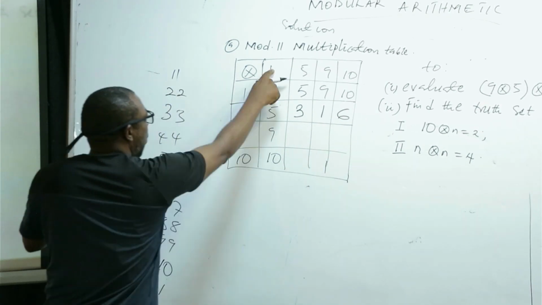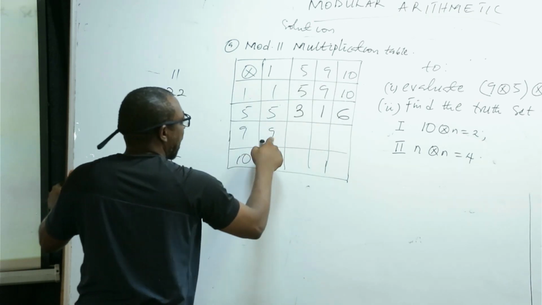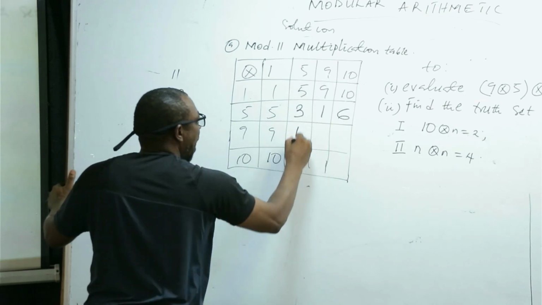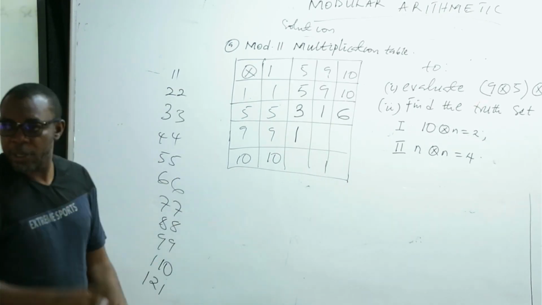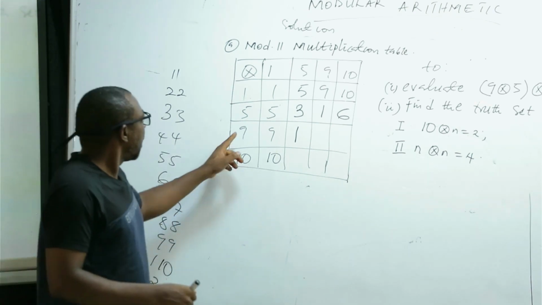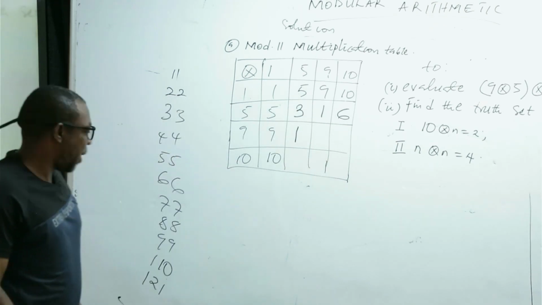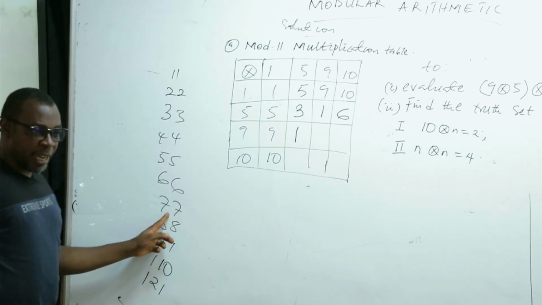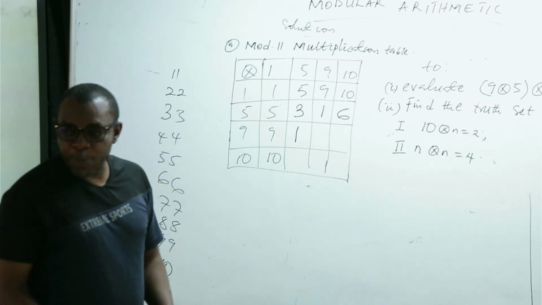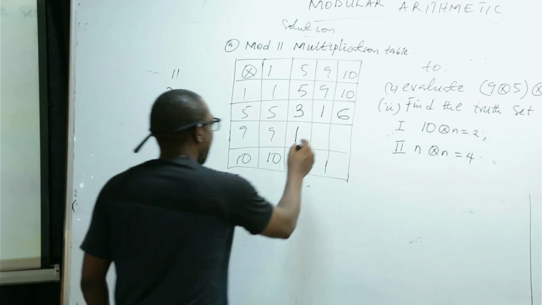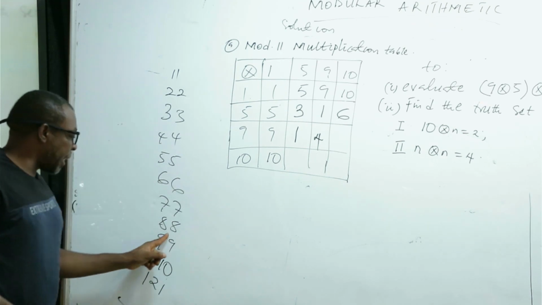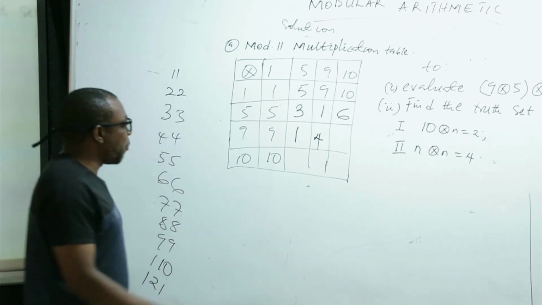Now, 9 times 1 is the same as 1 times 9, so that is 9. 9 times 5 is the same as 5 times 9. What is my answer? 1, because it is a circle. The circle keeps repeating itself. Now, 9 times 9 is 81. Look at where I'm putting 81 here. I get the difference between 81 and 77. What is my difference? 4. 9 times 10 is 90. Look at where I'm putting 90 here. What is my difference? 2.